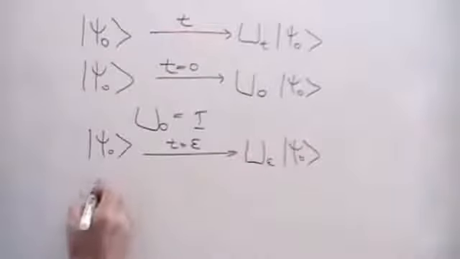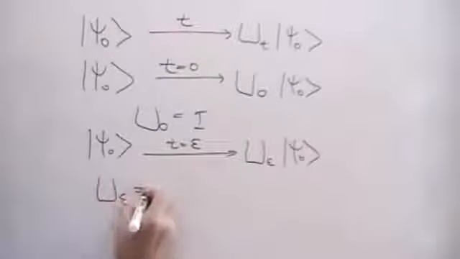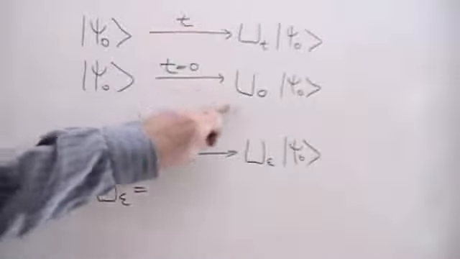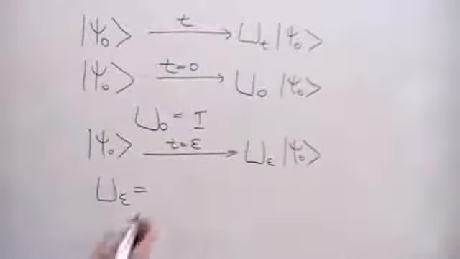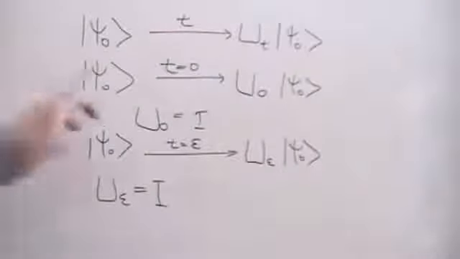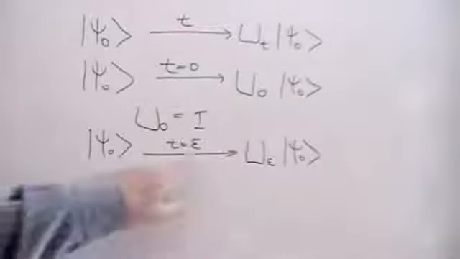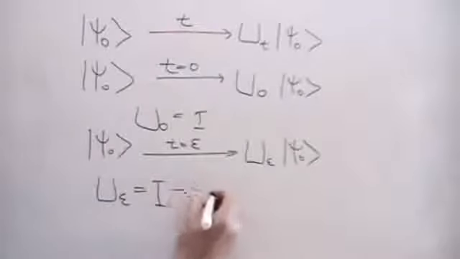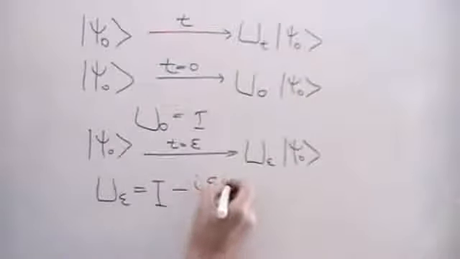And what is U epsilon? Well, if it had been time equals 0, then U_0 would have been I. So I'm going to say that it's basically I, which it would have been if there'd been no time change at all. But because there's a teensy-weensy amount of change, I'm going to say that you need to add to that a minus i epsilon over h bar.